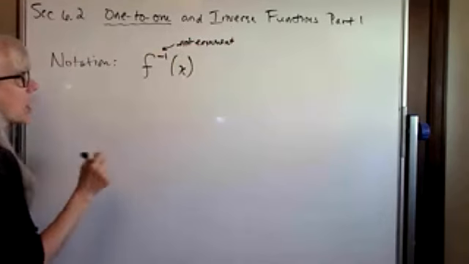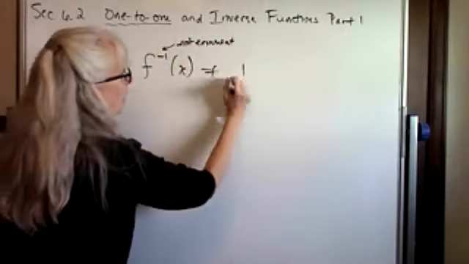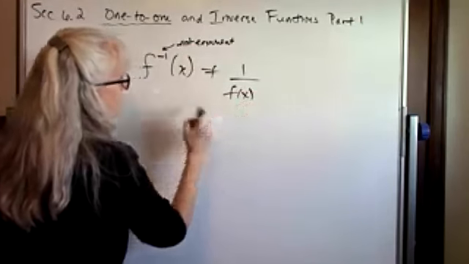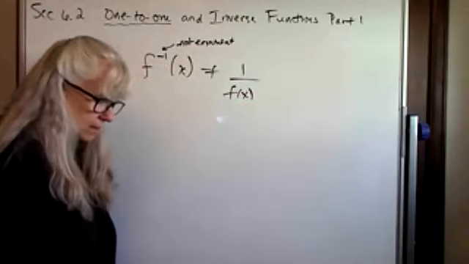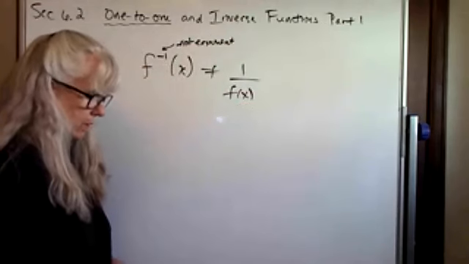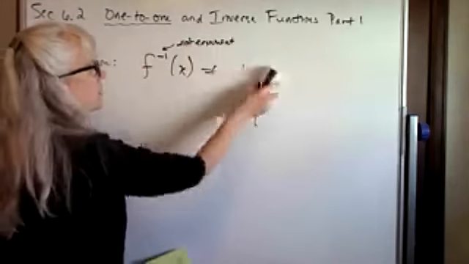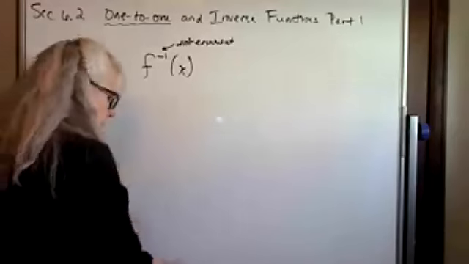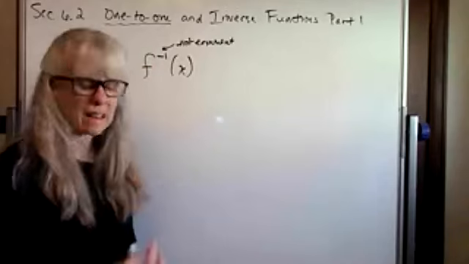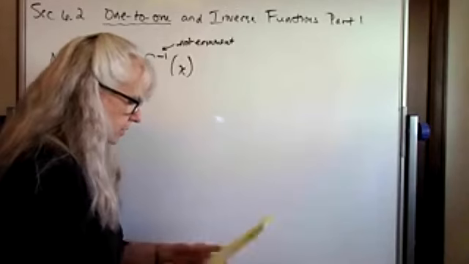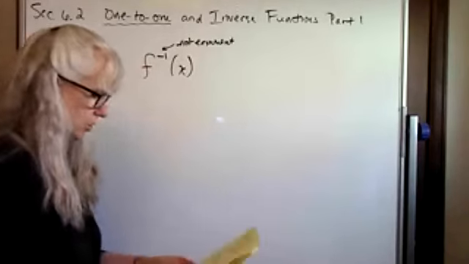And it does not mean 1 over f of x. That's what a -1 exponent would mean. It does not mean that. It simply means the inverse function. And you know that because it's written in front of the x in parentheses. So it's the inverse of f versus something on the x. So let's find the inverse of a couple of specific functions.